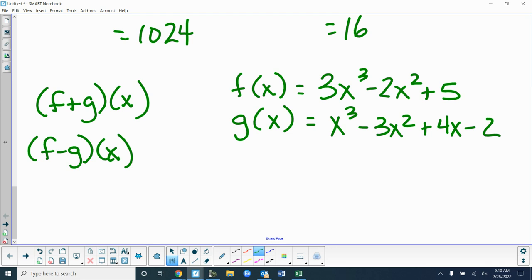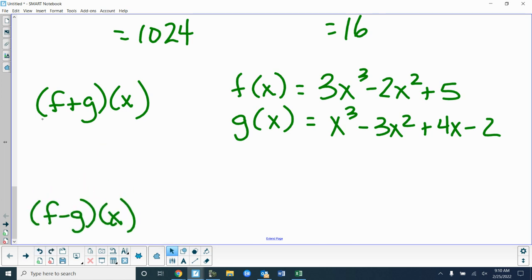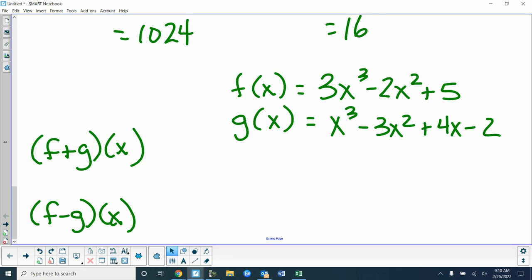Do you combine all the like stuff? Well, you don't even have to plug anything in this one. Let's just practice adding and subtracting them. What is the answer?